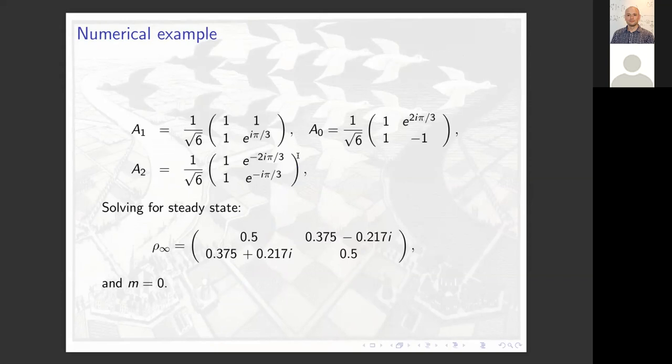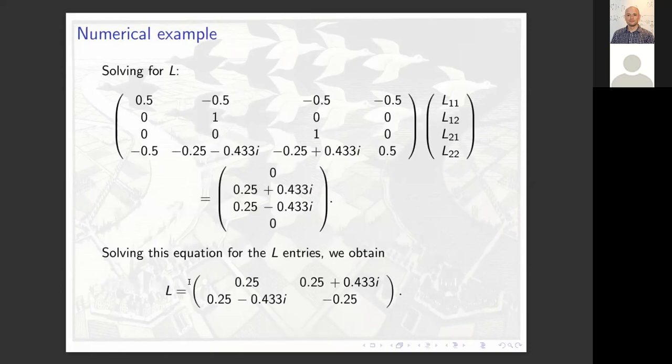So here are those operators again: here's the A0, the A1, the A2. You can solve for the steady state. You act with your CPTP map on some unknown matrix, and you set it equal to the same unknown matrix, and then you solve your equation. This is what you can find. Once you've found your steady state, you can use those expressions to calculate the M. And for this example, we find an M of 0. So that was a nice, simple result.